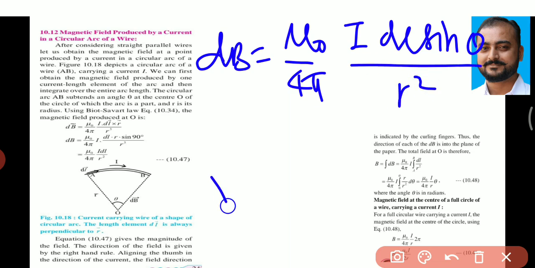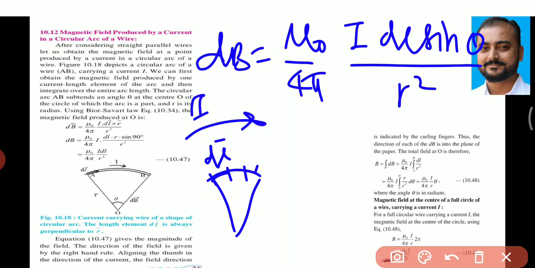Now, we divide it into a small number of pieces. We consider one such piece, a small element of length dl, and this is the direction of flow of current. As you observe, this is the point where we have to find the magnetic field. The amount of magnetic field produced due to this small element dl is nothing but the magnetic field dB.